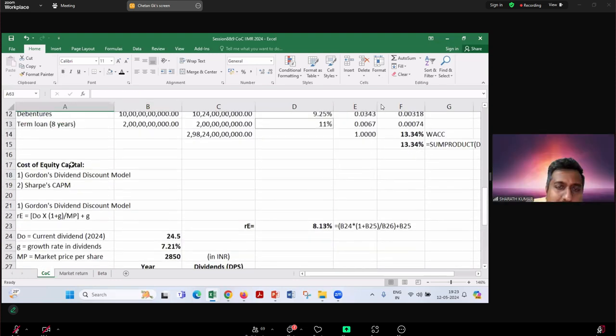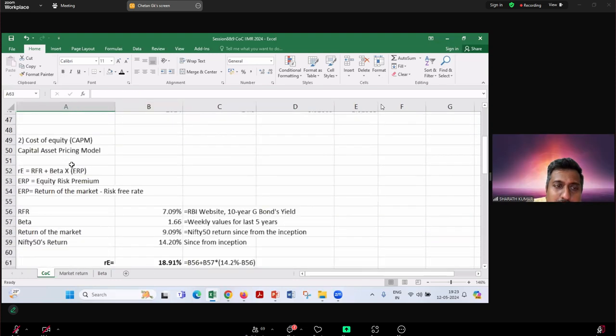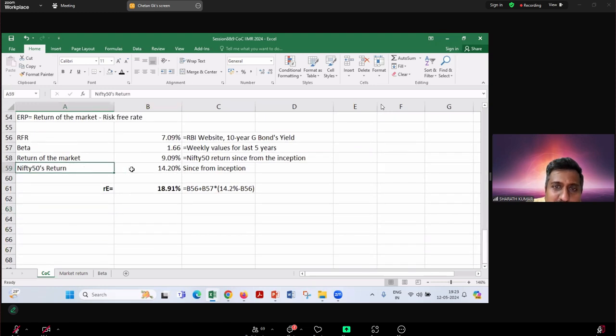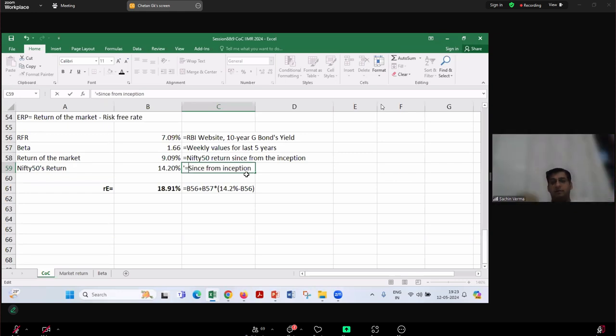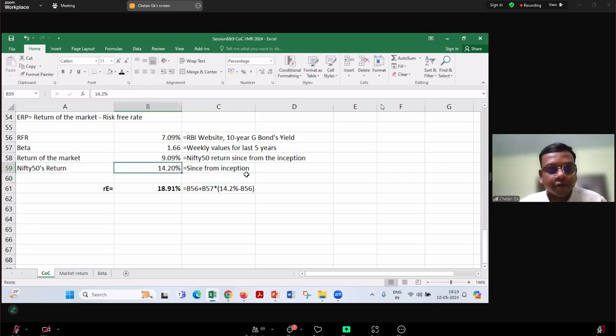Sir, the return of market, you have taken from inception, but I think this should be last 5 years, no? Nifty 50, since 2007, he is taking 9.09. Since from the inception, you should be taking for the market return. Okay, for the computation of return of the market only. Fine.